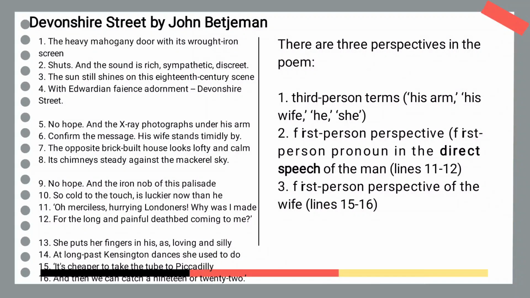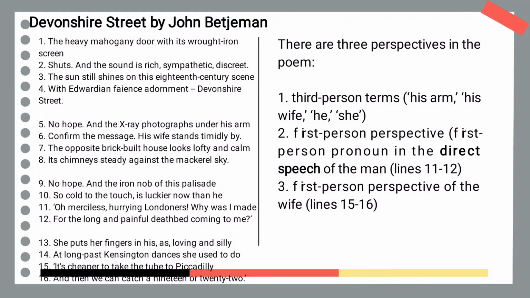So, in the poem, there are three perspectives. First, the third person terms. Example, his arm, his wife, he or she. Next, the first person perspective. The first person pronoun is in the direct speech of the man in lines 11 to 12, and the first person perspective of the wife in lines 15 to 16.